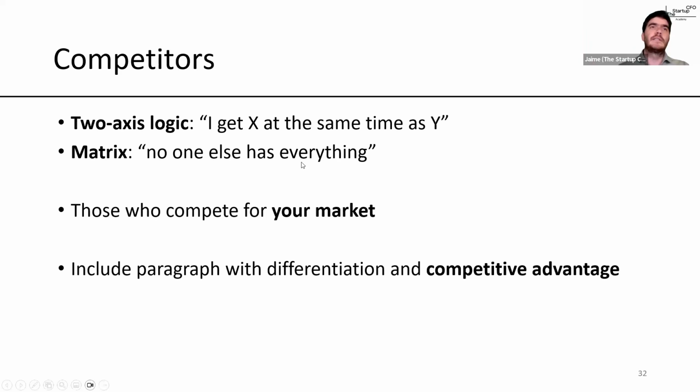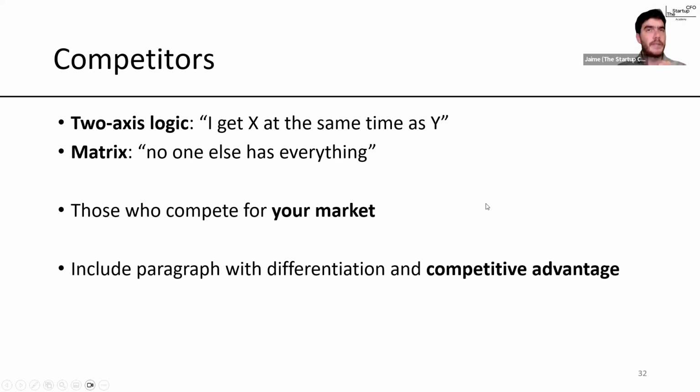Also, by the way, many times it has the form of a matrix. We check: these competitors do this, but they don't do that. This other competitor does that, but doesn't do this. We do absolutely everything. Depending on the product, I would choose one or the other. If you are claiming that the number of functionalities is the best, then I would go for the second.